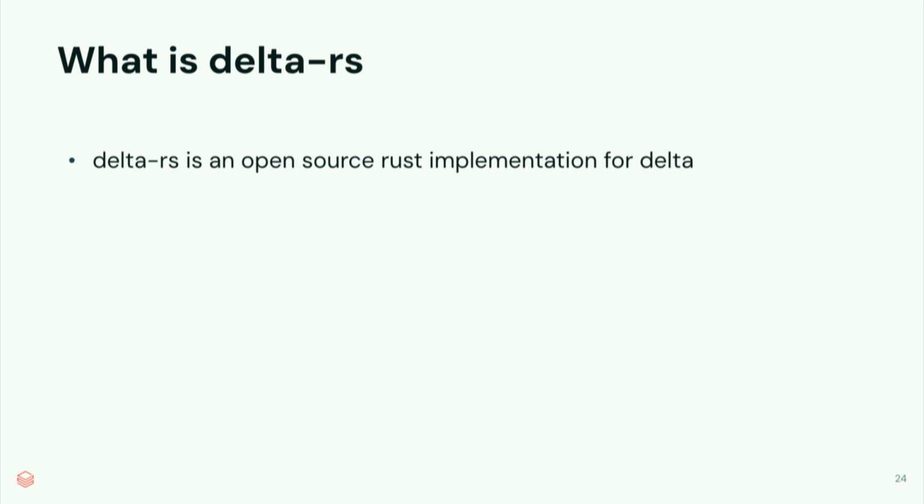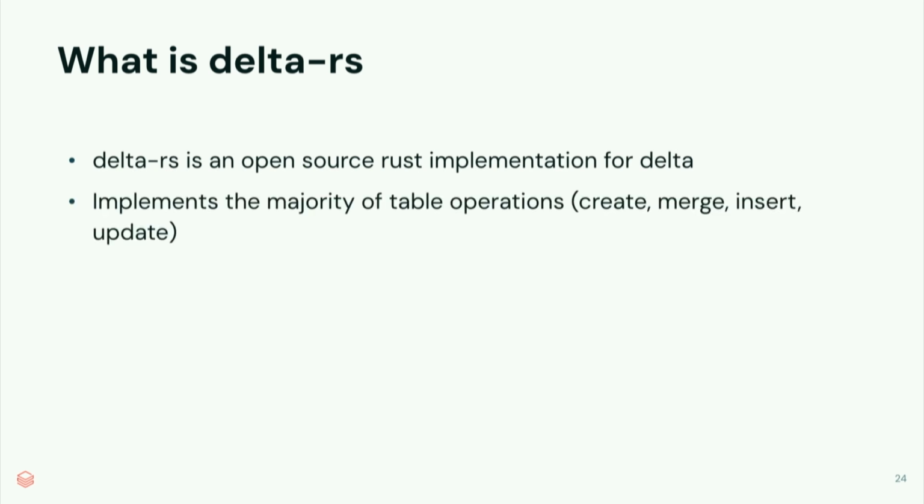Okay, so let's then talk about Delta-rs, which is the Rust implementation of the Delta protocol. This is a project that's been around a little bit longer than the kernel, but as I said, an open source implementation there. And so we implement the majority of table operations in Delta today. If you use Delta in Databricks, you probably will notice there are a couple things that you can't do in Delta-rs that you can do in Databricks. But we get the majority of stuff.